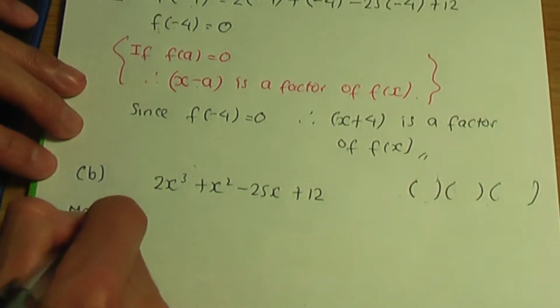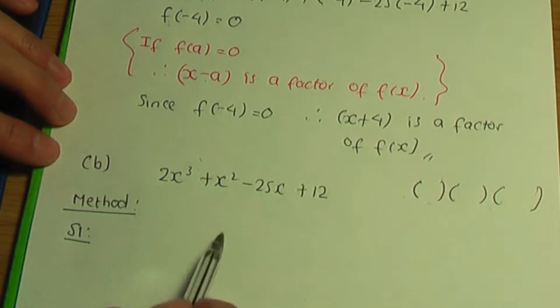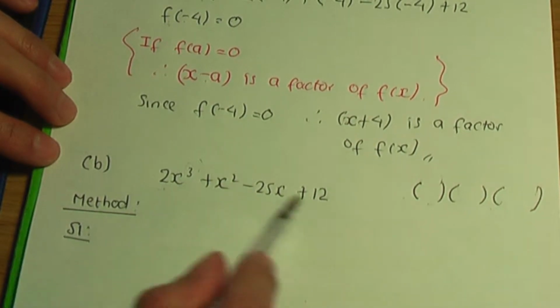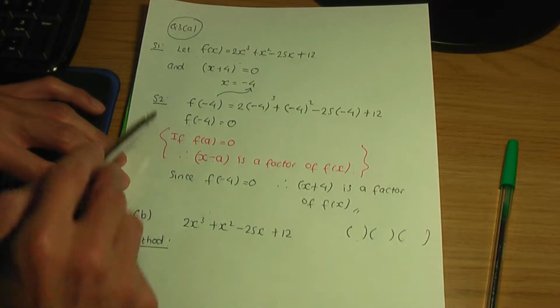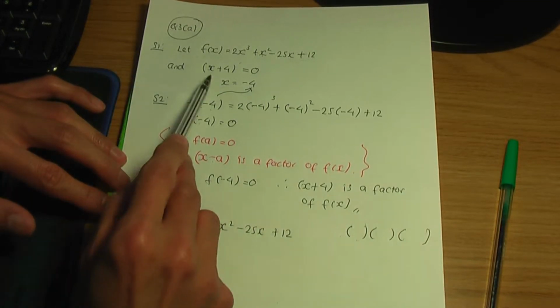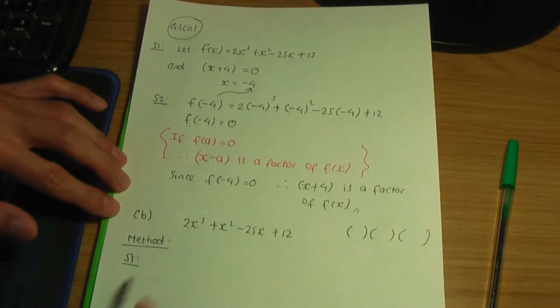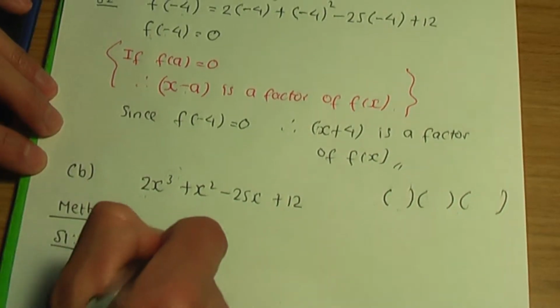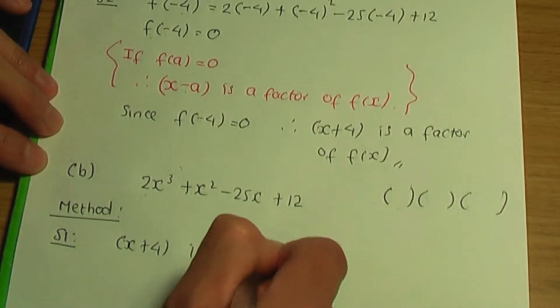So here is step number 1 of the method. Step number 1 is to find a factor of f of x. Now we know a factor of f of x because in part A we showed that x plus 4 is a factor of this polynomial. So in step number 1, I'm going to use that factor. So the factor is x plus 4.